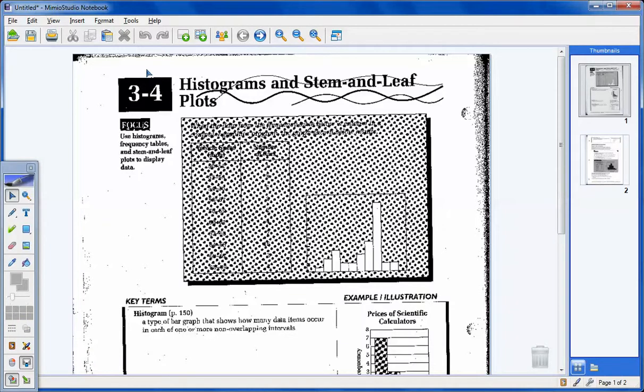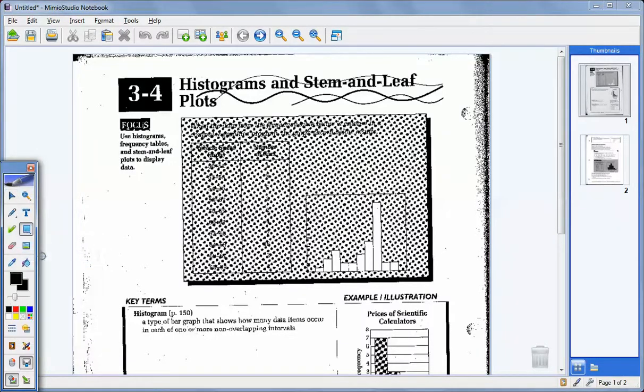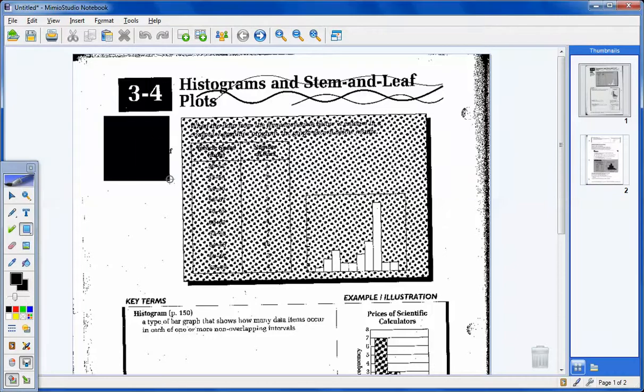So to get started here, real quickly, in our focus right here, whoa, that's not good. Didn't want to black it out.